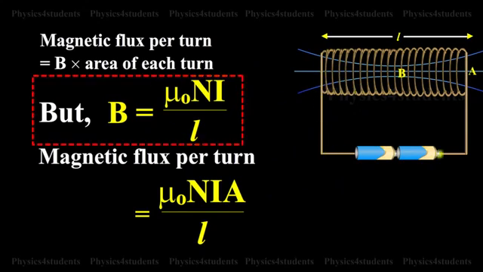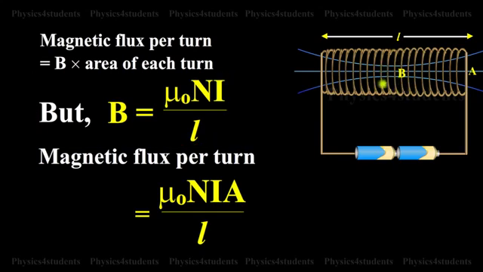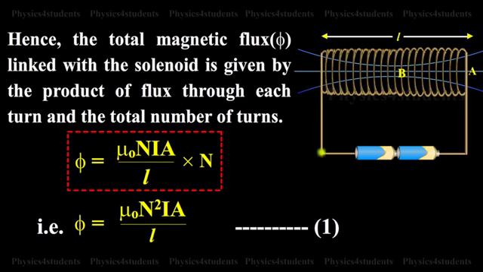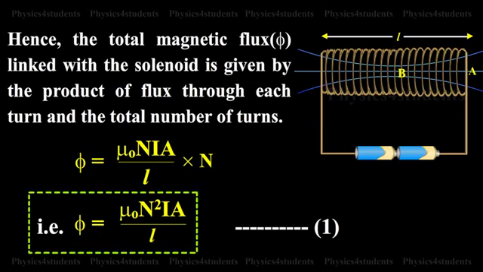But B is equal to mu naught N I by l. Magnetic flux per turn is equal to mu naught N I A by l. Hence, the total magnetic flux phi linked with the solenoid is given by the product of flux through each turn and the total number of turns, as follows. Phi is equal to mu naught N I A by l into N. That is, phi is equal to mu naught N squared I A by l.